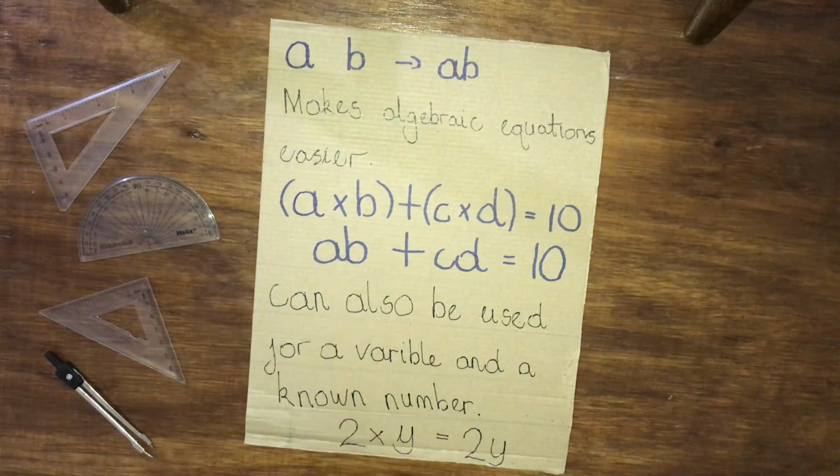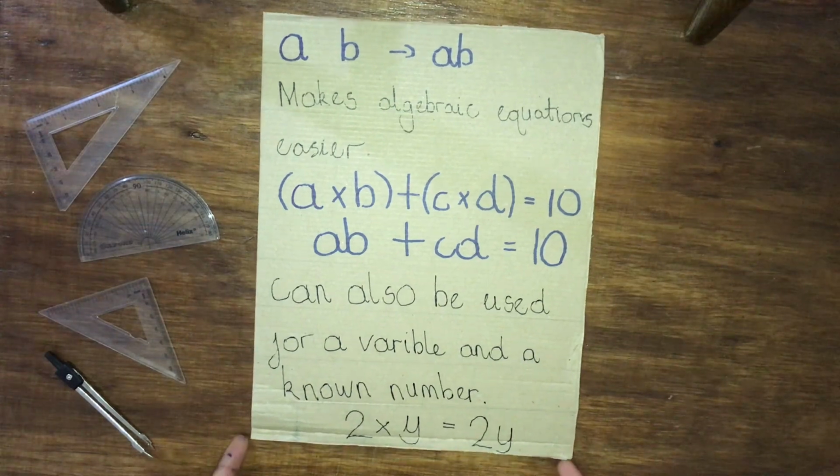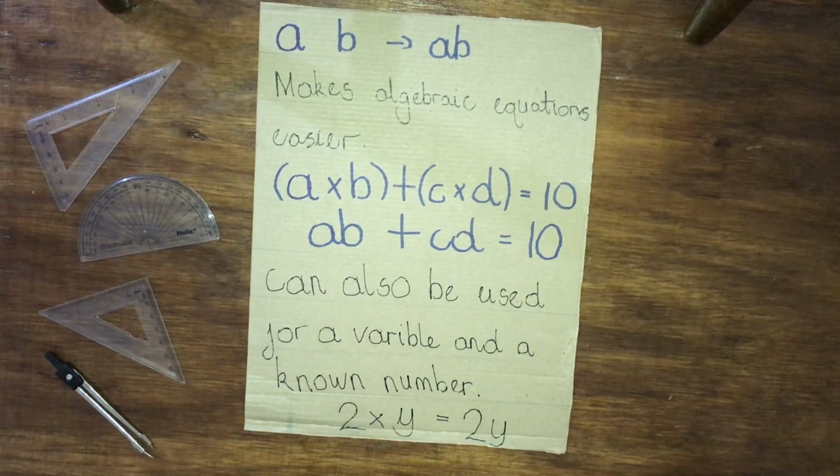So let us look at this example. A times B in brackets plus C times D in brackets is equal to 10. To simplify this, we can simply write this as AB plus CD is equal to 10. Now, this can also be used for a variable and a known number. For instance, 2 times y is equal to 2y.